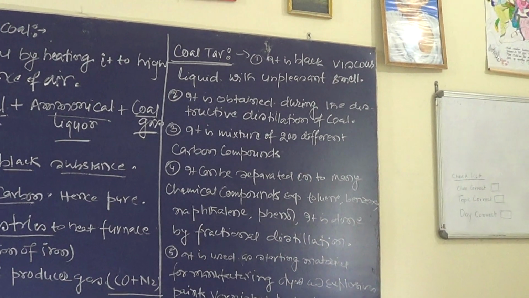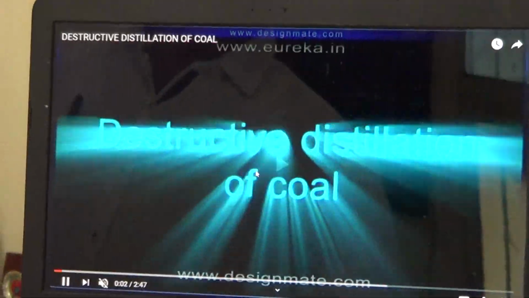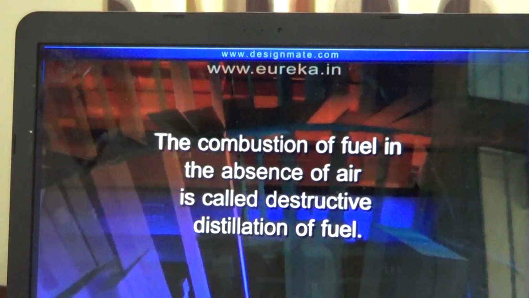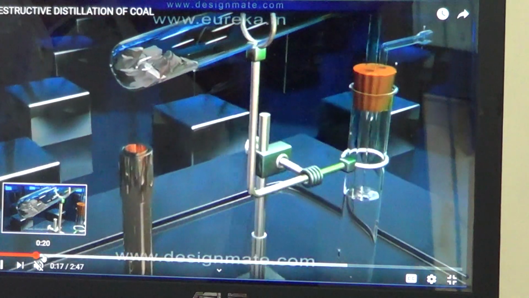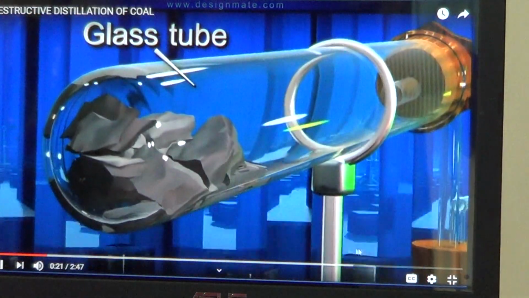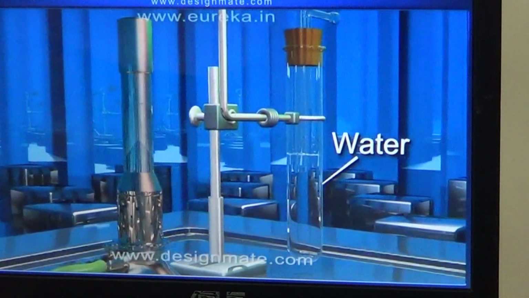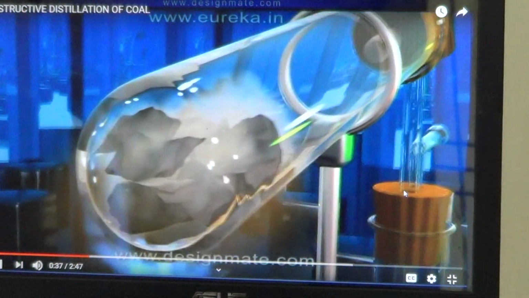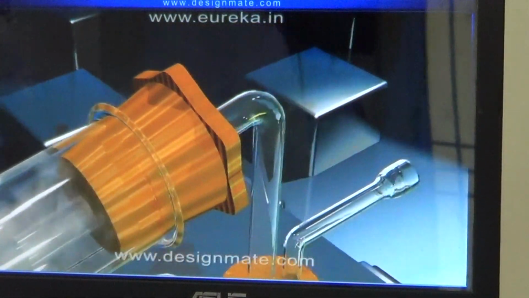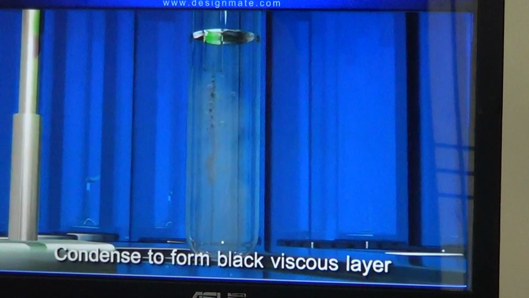Now you see the destructive distillation of coal in a small video on this tablet. Okay, now children, watch it. So children, now this is the destructive distillation of coal. The setup is there. We will show you in the laboratory also. Upon heating, see how these gases are coming out.